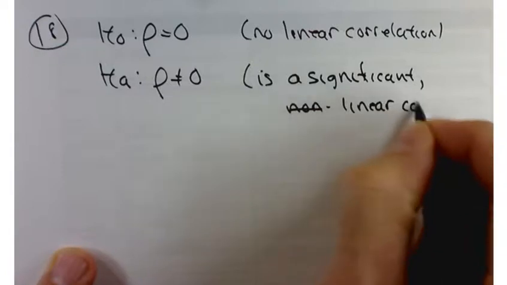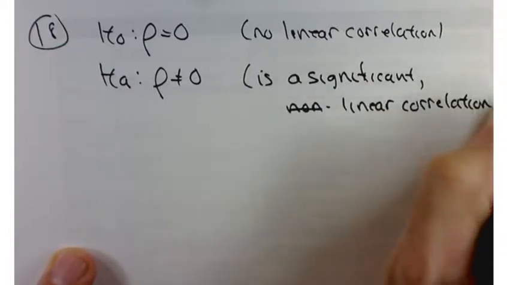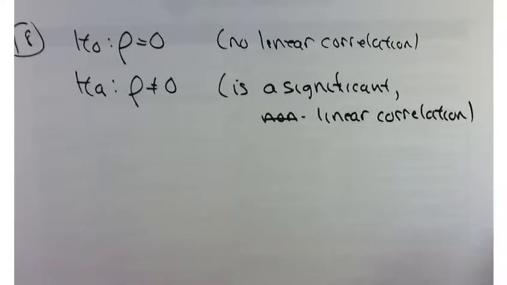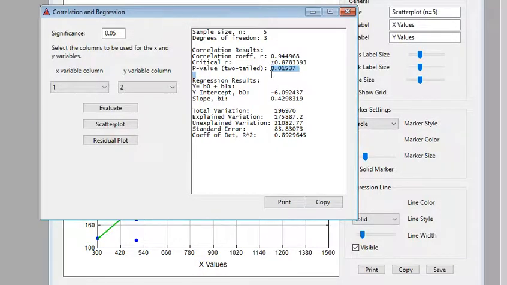You're going to reject H naught at all but the most extreme values of alpha. Our p-value is 0.01537. So unless you decide for whatever reason that your value of alpha has to be less than that, then you're going to reject. There is a significant linear correlation. In fact, our linear correlation coefficient is pretty high. It's 0.944. So that's pretty good.